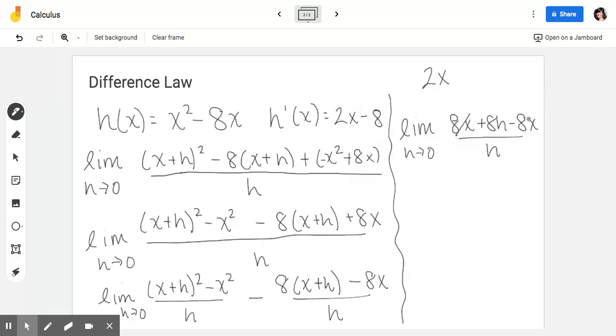This limit becomes much easier to do. 8x minus 8x is 0. h divided by h is 1. The answer is 8. I was subtracting the limits, so the answer is 2x minus 8.